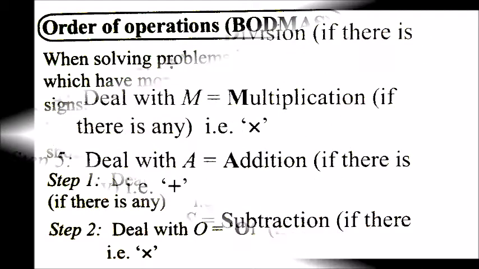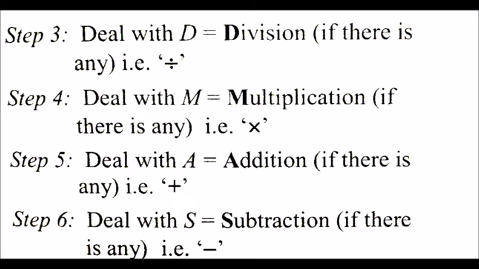Now step 3. Deal with D, division, if there is any. Step 4, deal with M, multiplication. So accordingly, then step 5, you deal with A, addition, if there is any. Then step 6, you deal with S, the subtraction. So in any BODMAS, subtraction is the last to be solved for.